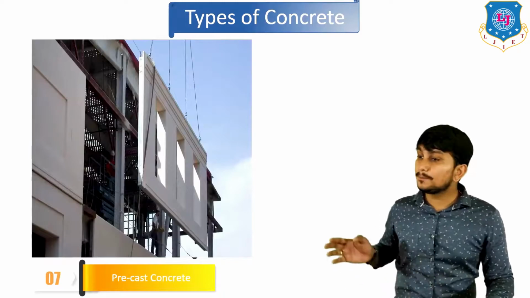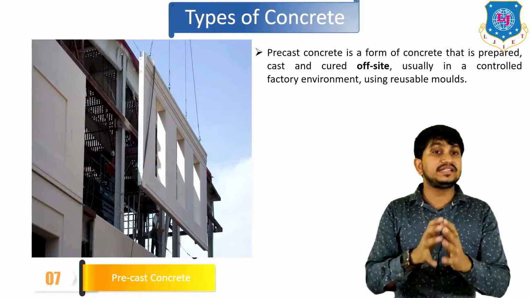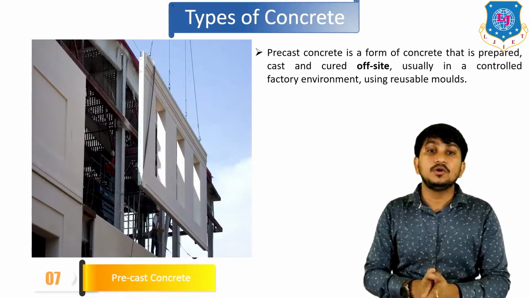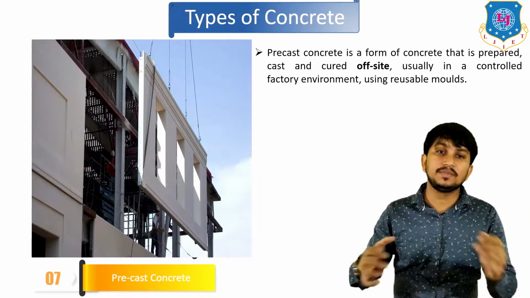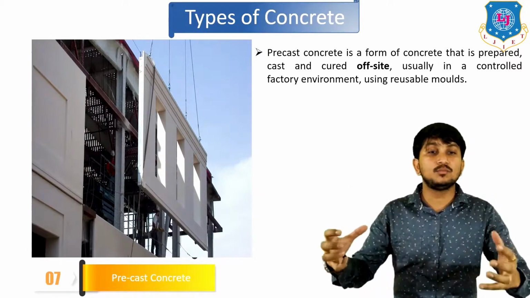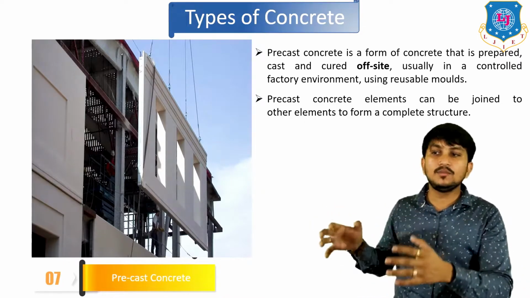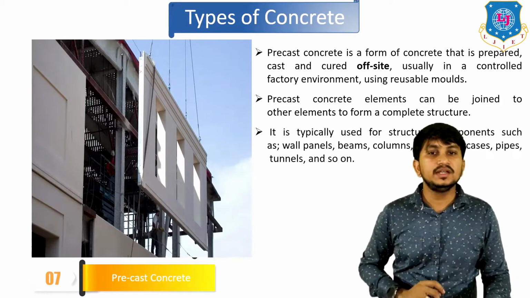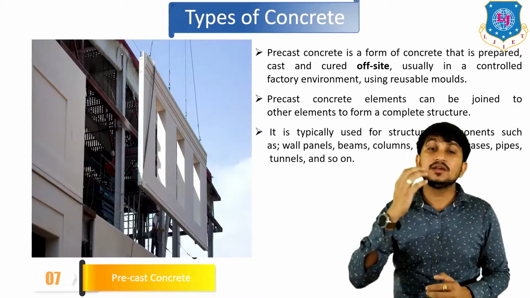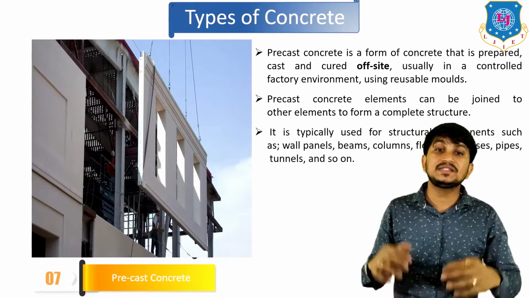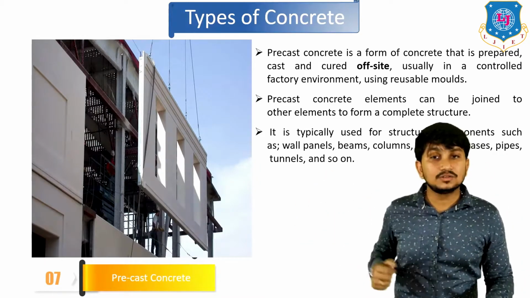And the last type of concrete is precast concrete. These are the precast components. Precast concrete is the form of concrete that is prepared, cast and cured off-site in some industries, usually in a controlled factory environment, using reusable molds. Precast concrete elements can be joined to other elements to form a complete structure like this. It is typically used for structural components such as wall panels, beams, columns, floors, staircases, pipes, tunnels, stairs, doors, windows. That's all about precast concrete.